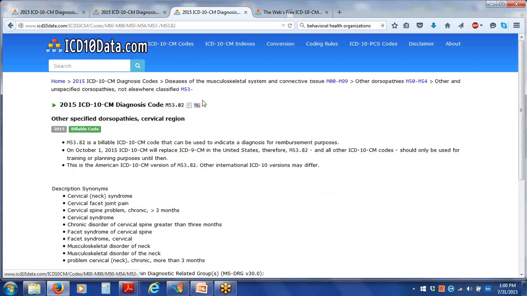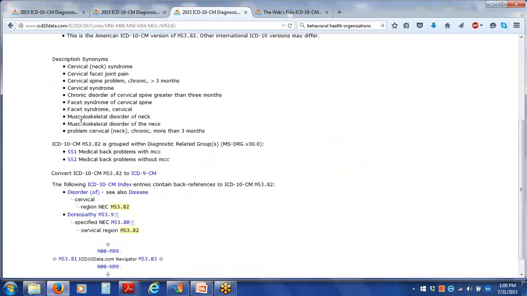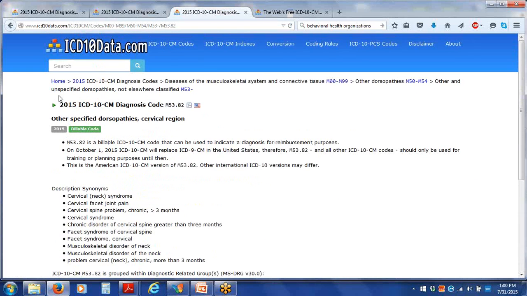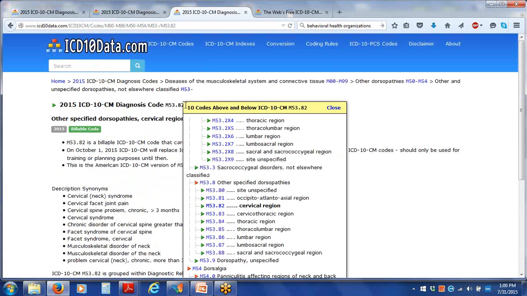So now you have M53, which is your code, and here's how you've got all different codes. Here's M53.82.